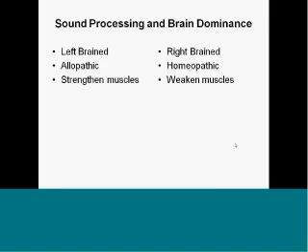Left-brained people are generally allopathic, whereas right-brained people are more homeopathic. So right-brained people like more of what they already have too much of in order to balance, whereas a left-brained person would want less of what they already have too much of. That's allopathic. I'll say that again if you didn't understand it. Also, a sound that might strengthen a muscle for a left-brained person would have the opposite effect of weakening that muscle for a right-brained person.